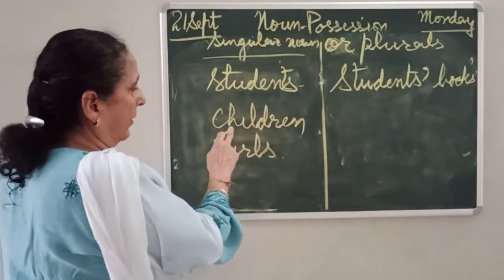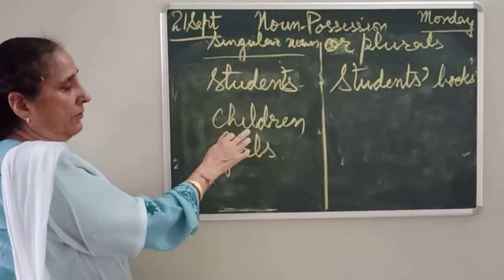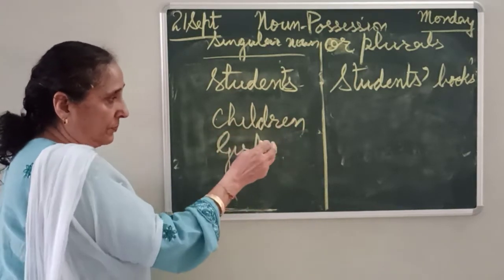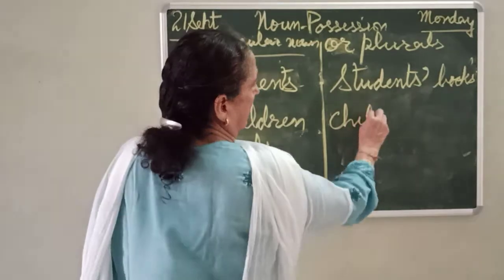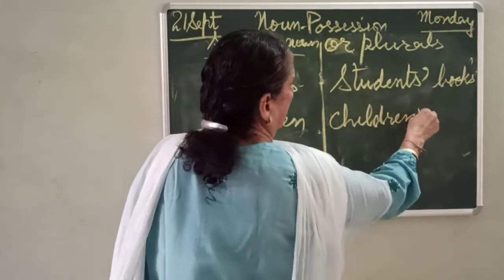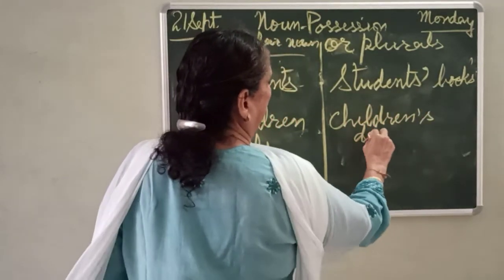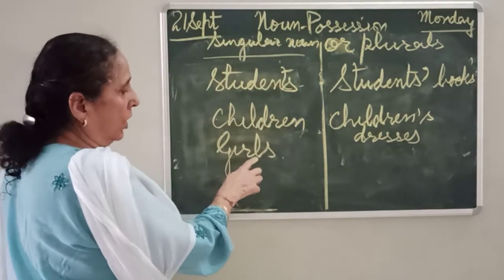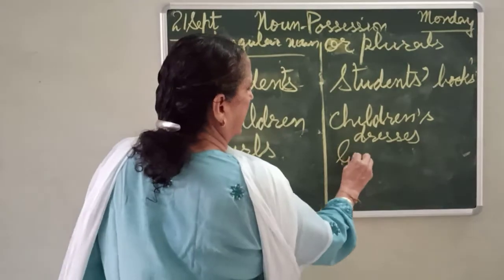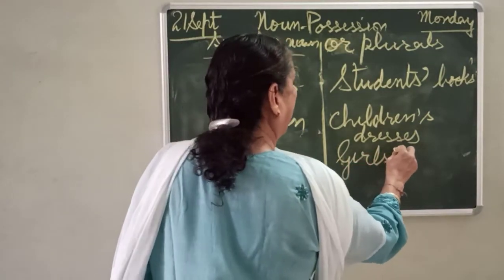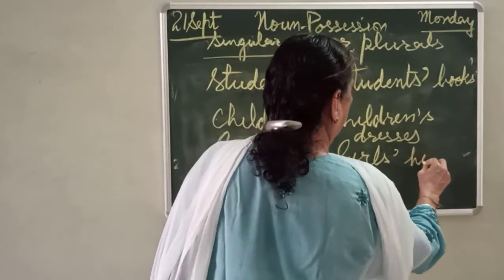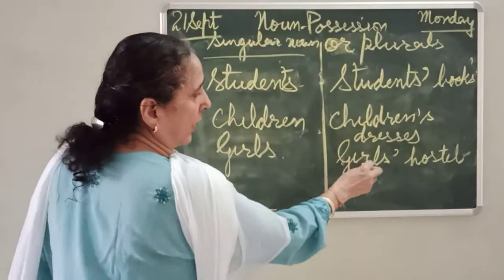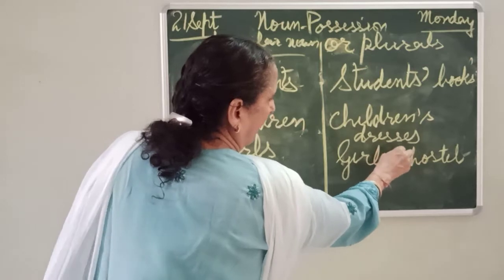Children, keep in your mind: whenever the plural is given and does not end with s, you are supposed to write children's dresses. Then girls, plural is already given, so you are supposed to write girls' hostel, girls' college. Show the possession by only an apostrophe.